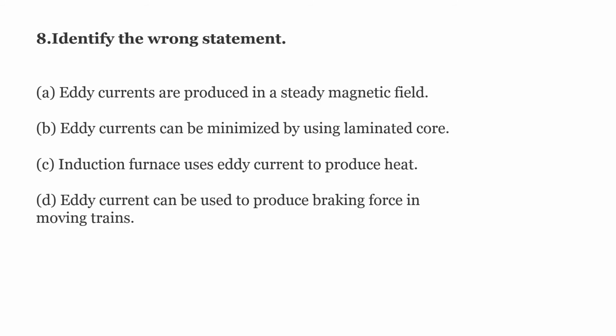Here options B, C, D, these three come under the applications of eddy current. So the remaining option, option A, eddy currents are produced in a steady magnetic field, is a wrong statement, because eddy currents are produced only when there is a change in magnetic field. In a steady magnetic field no eddy currents are produced. So the wrong statement is option A.